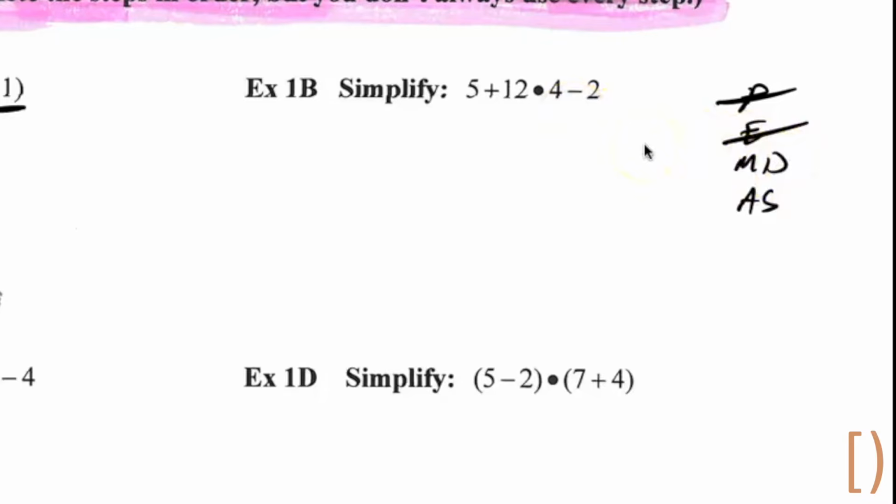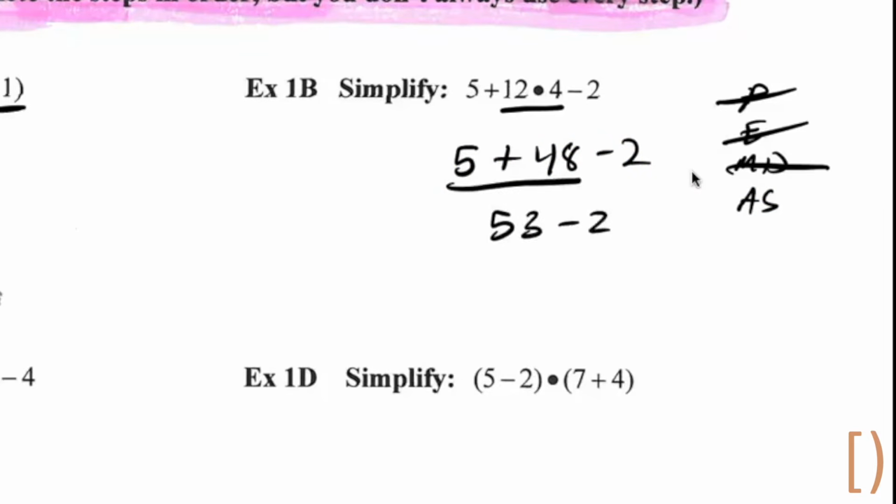And I do see multiplication right here. So you want to do that first. So 12 times 4 is 48. So we have 5 plus 48 minus 2. All we have left is add, subtract. And again, it does not matter which one you do first. We just want to go from left to right. They're on the same level. 5 plus 48 is 53. And then 53 minus 2 is 51.